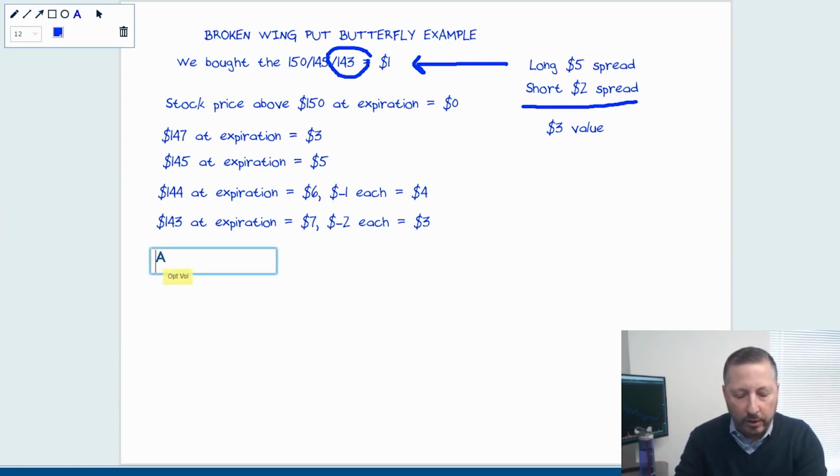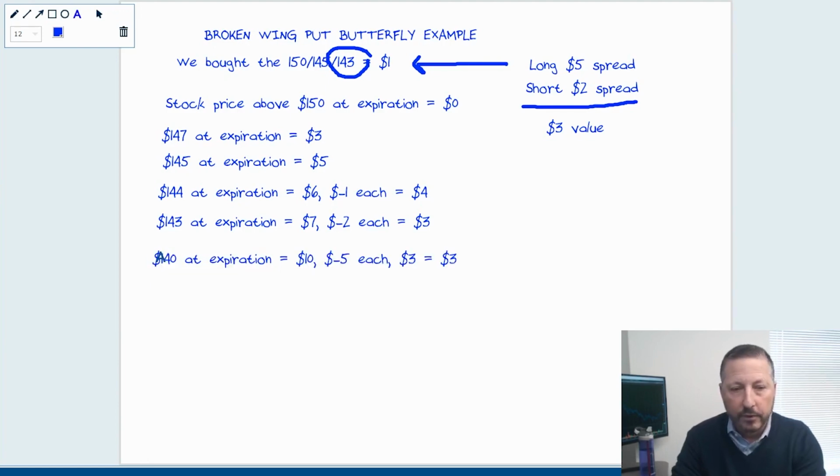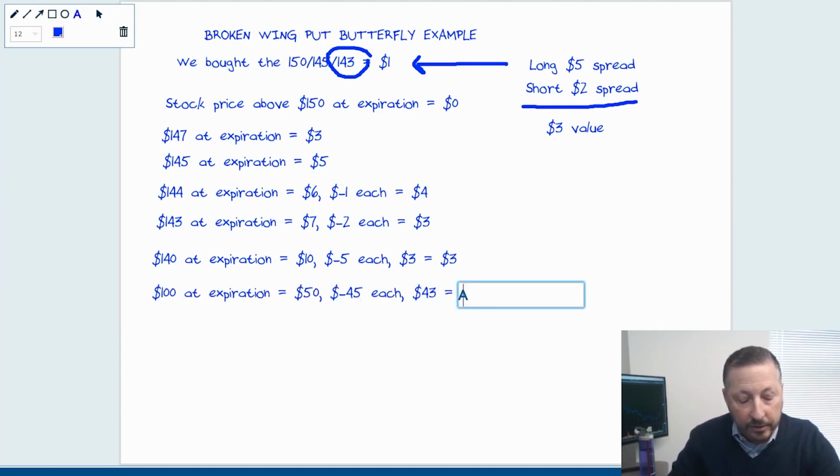Let's say the stock goes to 140. Our long strike is worth 10. The short strikes are worth 5 each. But then our long 143 strike is worth 3 for a value of $3. Let's look at 100. If the stock is 100 at expiration, the long is going to be worth 50. The shorts are going to be worth $45 each. And then our long 143 is going to be worth 43 for a value of $3.